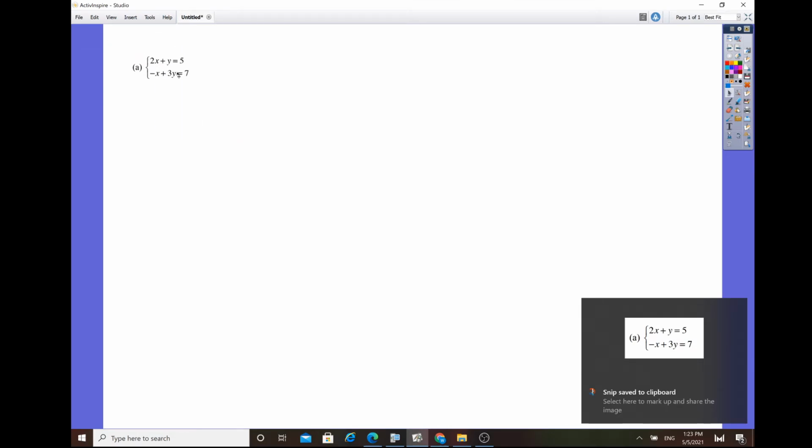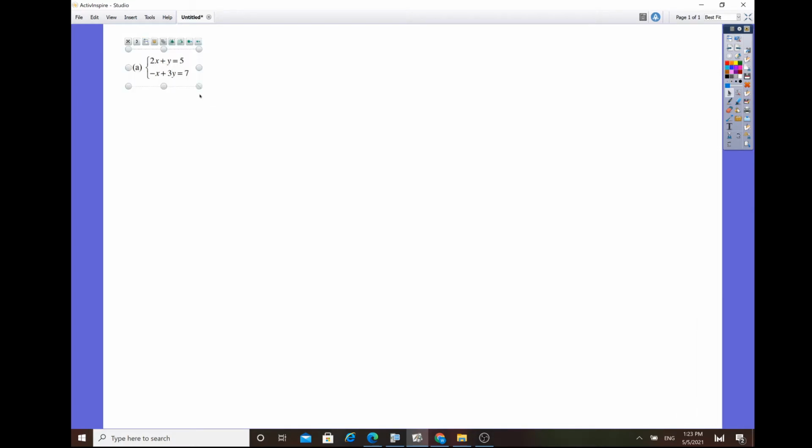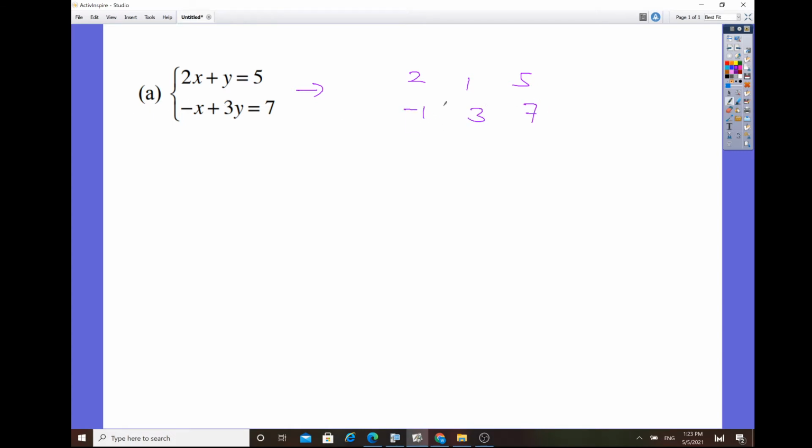So the way to follow through is by using the row echelon form or the reduced row echelon form. First thing that you want to do is convert the linear system to the augmented matrix. So this one is considered 2 by 3. We have 2, 1, 5 for the first row, and then second row, negative 1, 3, and 7. The numbers that I pull out here are just the coefficients.